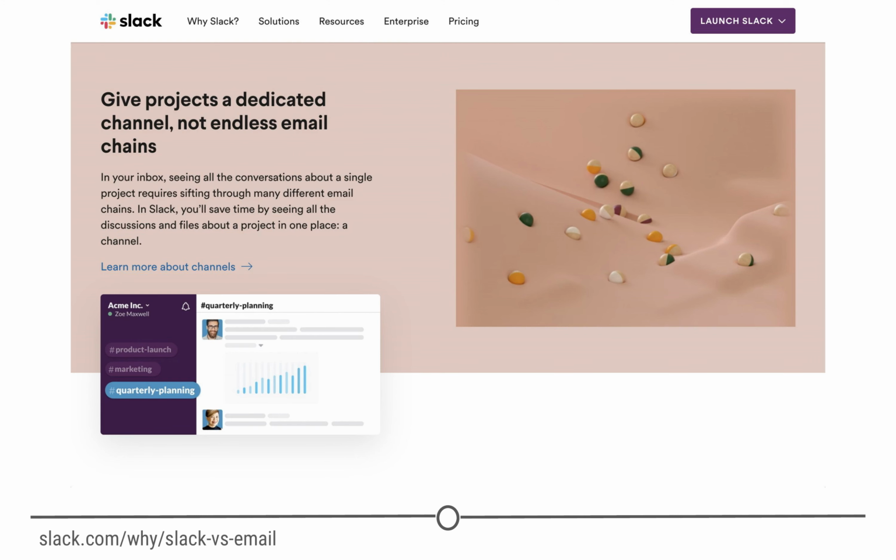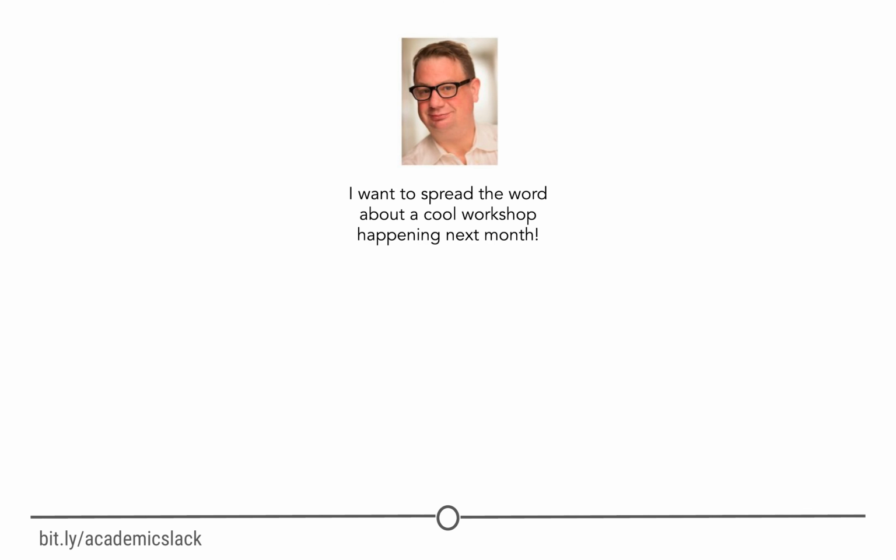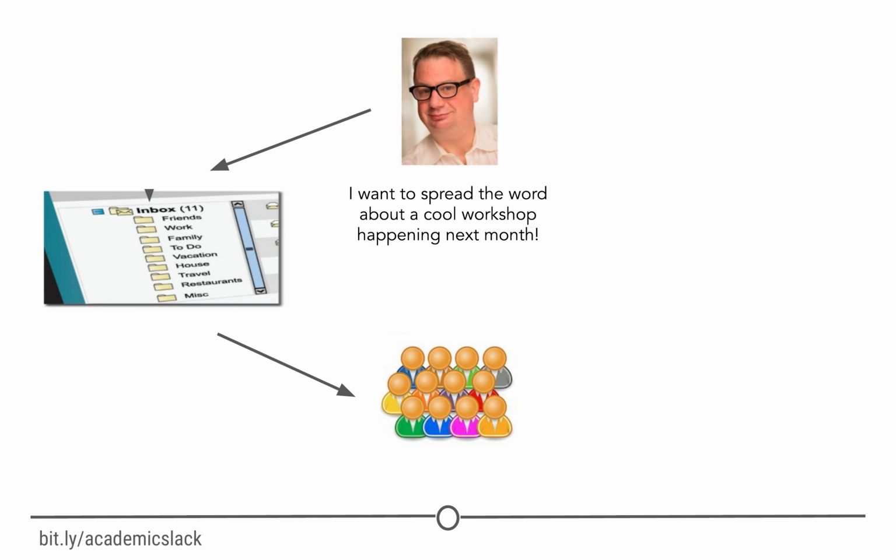As an example, imagine a scientist who would like to spread the word about a cool workshop happening next month. One option would be to send an email to the entire department mailing list. Unfortunately, people who are not interested in workshops would receive this email. While one off-topic email is okay, this problem begins to magnify as organizations get bigger.